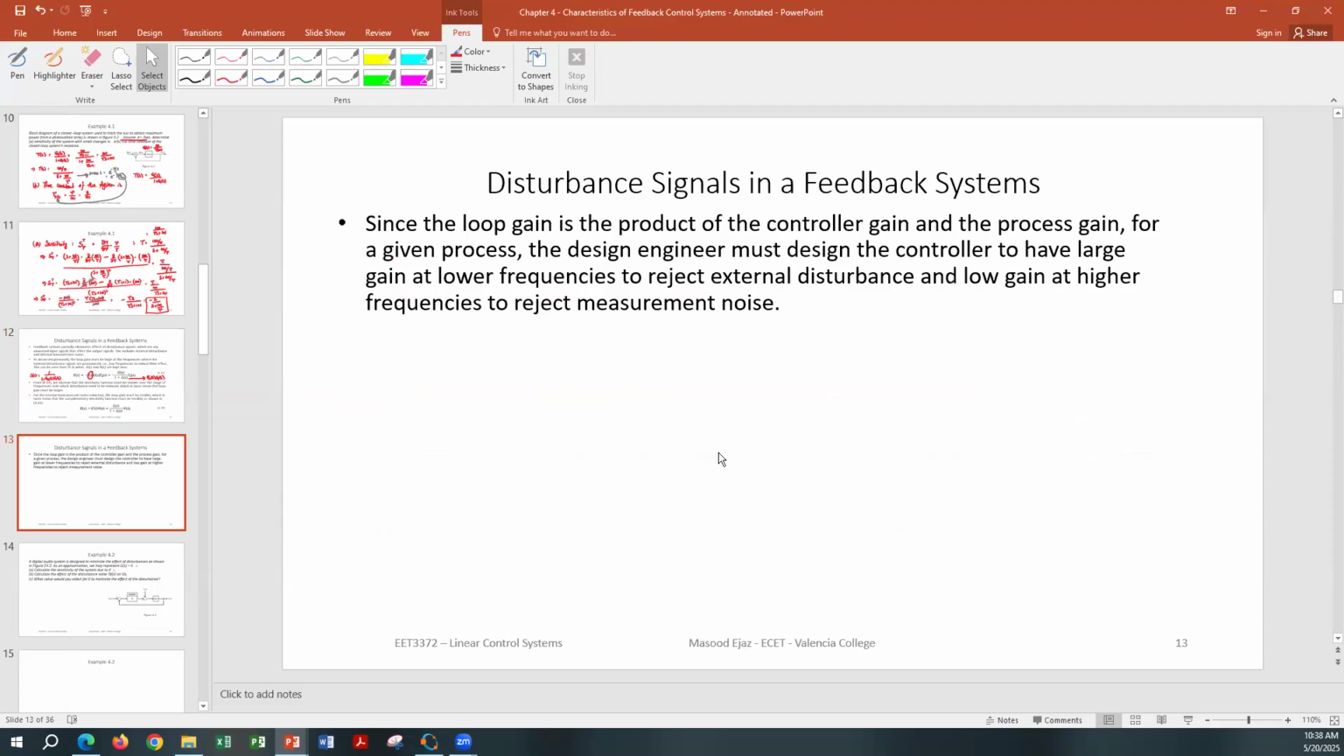So we discussed that already. Since the loop gain is the product of controller gain and process gain, for a given process the designer must design the controller to have large gain at lower frequencies to reject external disturbance, and low gain at high frequencies to reject measurement noise.